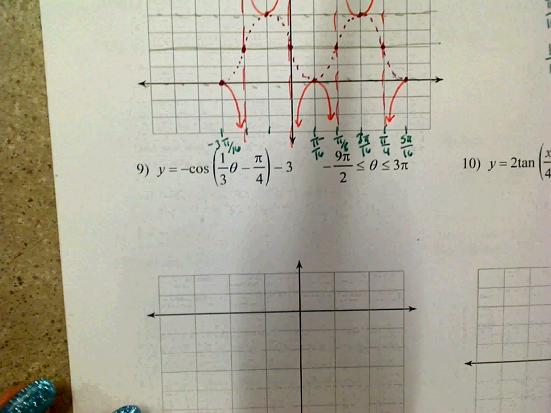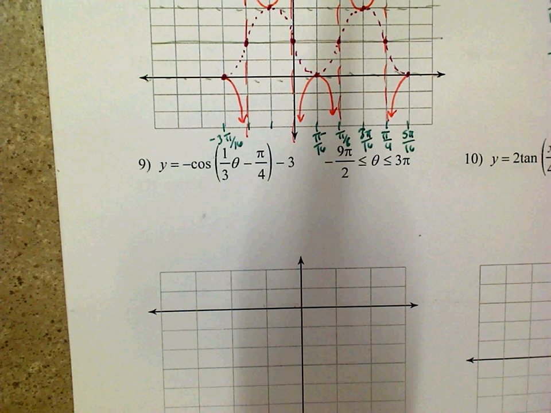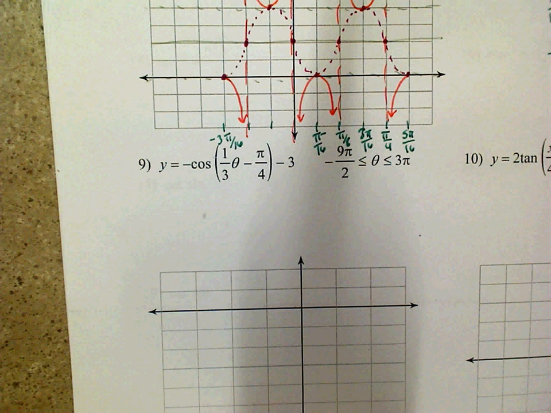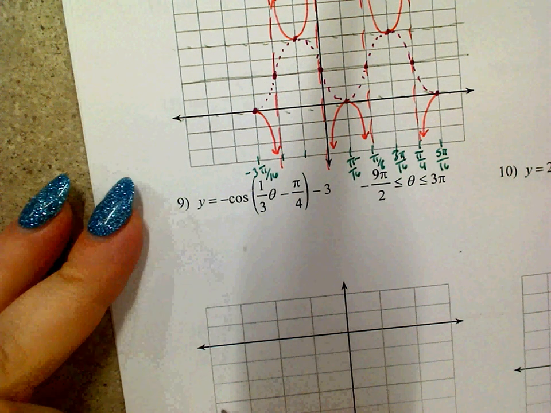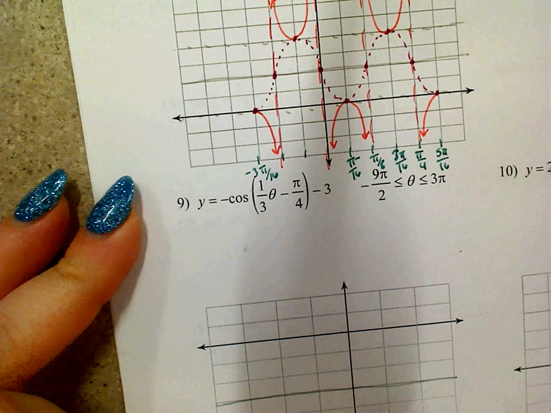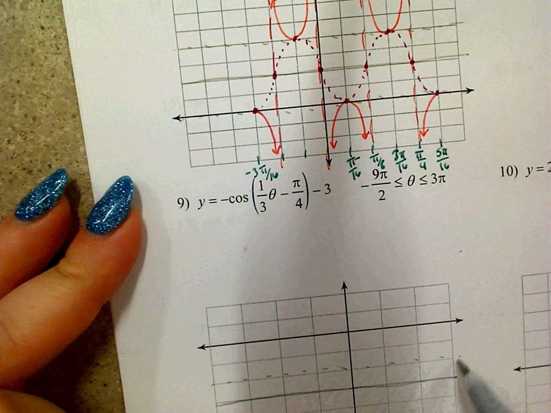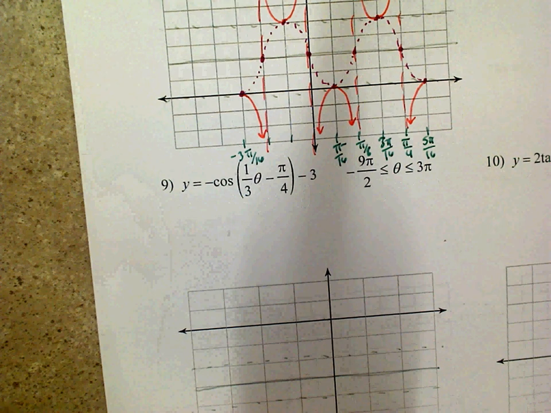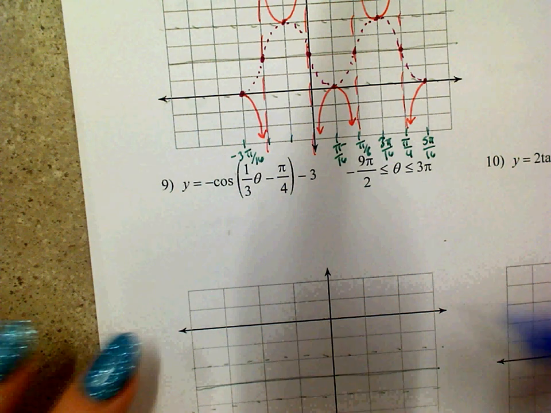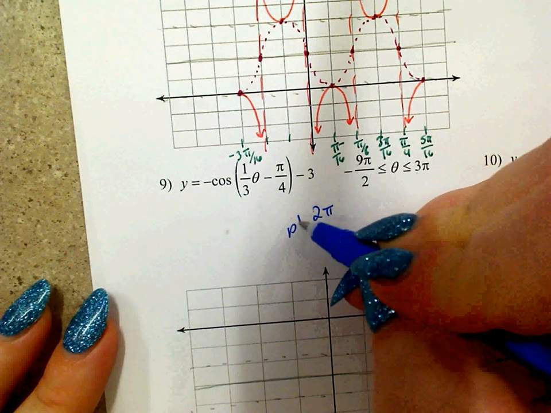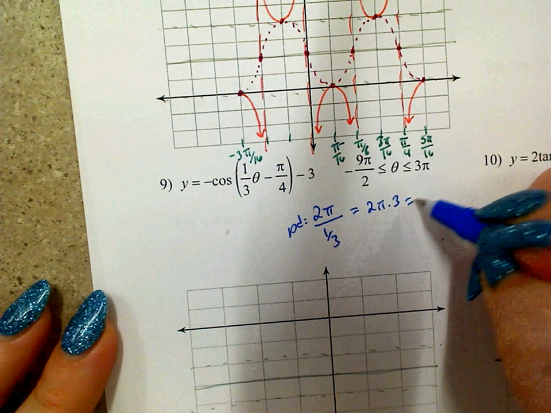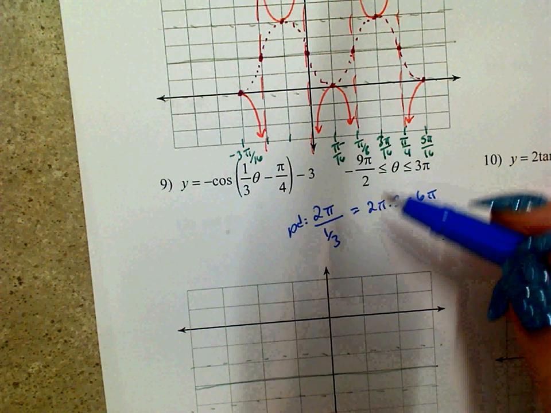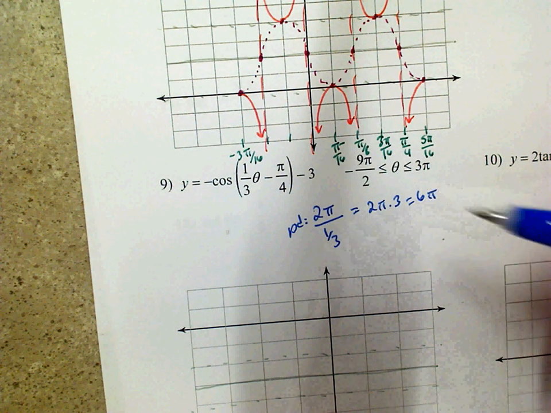Number 9. Number 9 is a negative cosine wave. And, okay, down 3, so I'm going to go down 3. It's got amplitude of 1, so up and down 1. The period is going to be 2 pi divided by b, which is 1/3, or 2 pi times 3, which is 6 pi. It says that they only want me to graph from negative 9 halves pi to 3 pi, so I'm going to go ahead and play around with that.